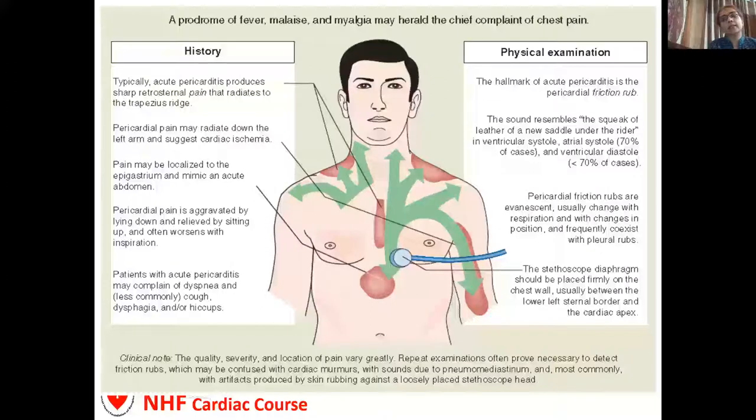And on physical examination, pericardial friction rub is the hallmark of acute pericarditis. This rub is basically a scratchy or grating high-pitched sound, which is best heard with the diaphragm of the stethoscope firmly placed in between the left lower sternal border and cardiac apex, with the patient leaning forward and more on inspiration.